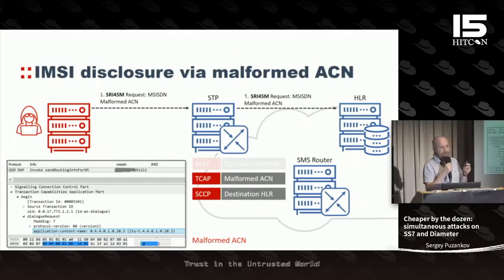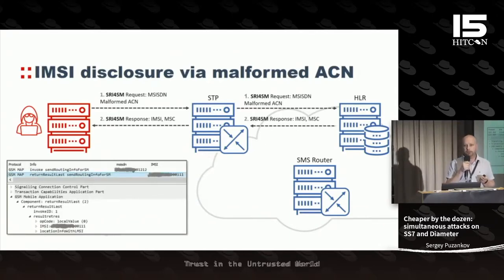The STP sends this message not to the SMS router, because it didn't see the operation code yet, but to the HLR. And what is interesting, the HLR ignores this malformed value in the application context name and replies with real data. Now the intruder knows the IMSI identity of our subscriber, and the SMS home router is bypassed.